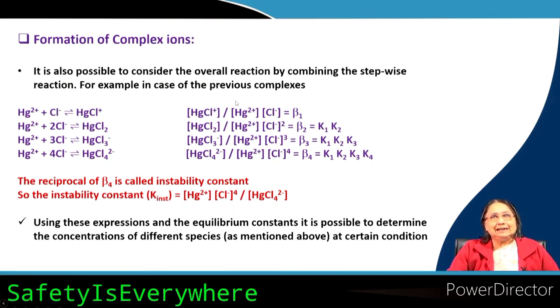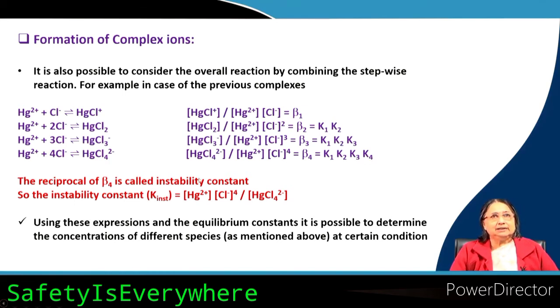In that case, these are the equilibrium expressions we can write, and we can write the beta term. In the previous case we have written K1, K2 in this way, here it is beta, because it is the formation constant, or stability constant. And if we just do the homework, we will see that beta 2 is nothing but K1 K2, beta 3 is nothing but K1 K2 K3, beta 4 is nothing but K1 K2 K3 K4 like this.